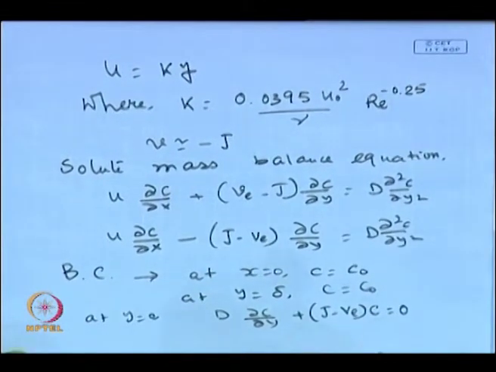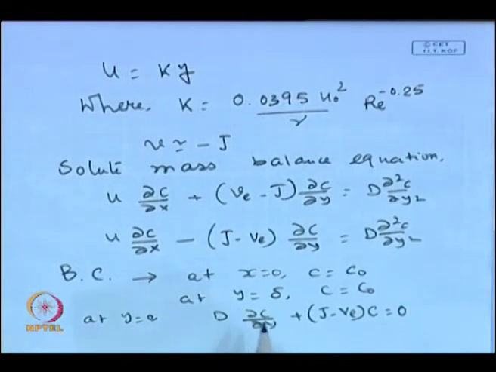Okay. So, this boundary condition we have discussed at length: the net solute flux towards the membrane at steady state will be equal to 0. D del c del y is the diffusive flux away from the membrane, J times C is the convective flux towards the membrane, and V E times C is the diffusive flux away from the membrane due to electrophoresis. Now, these boundary conditions will set the full governing equation.